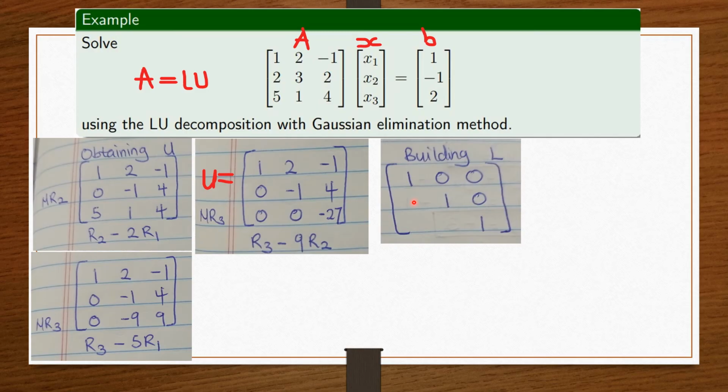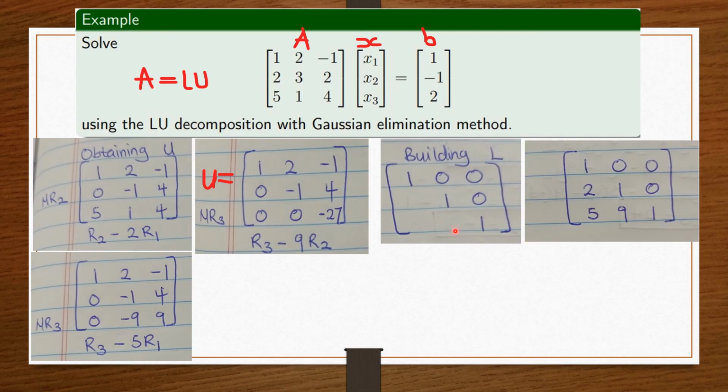Then you come to the next one. What was the exact coefficient of R1? We take the 5. Neglect the negative sign. Then we come here to the last part. What was the exact coefficient of R2? We take the 9 and neglect the negative sign. So we put the values in there and then we obtain our L to be 1 0 0, 2 1 0, 5 9 1.